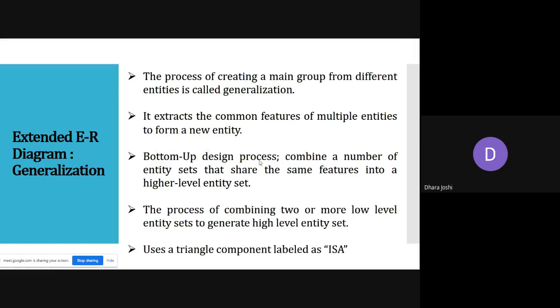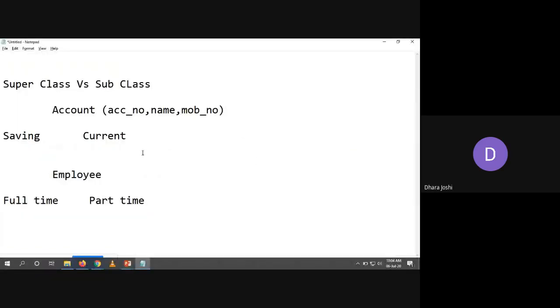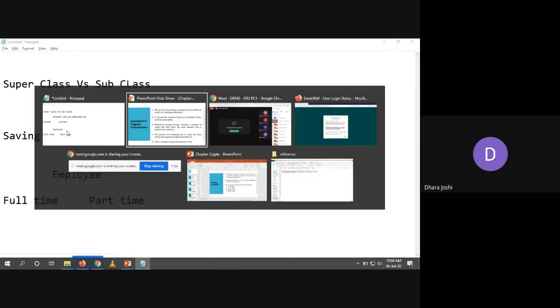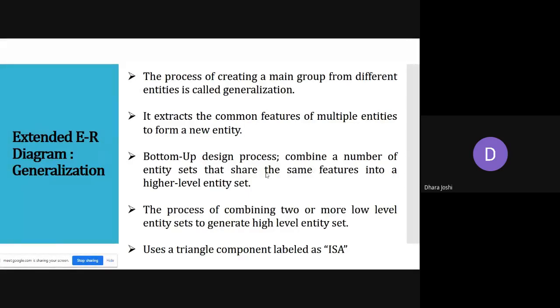It is a bottom-up design process. We first have saving and current account, and now we call it account. So it is the generalized term, the bottom-up approach. If you look from bottom to top, you will understand it is a generalized term: generalization. It combines a number of entity sets that share the same features into a higher level entity set. So now account is called the higher level entity set, the superclass, and saving and current account are the subclasses.